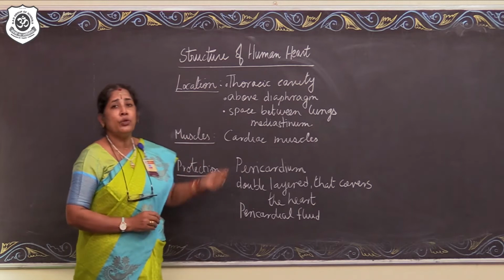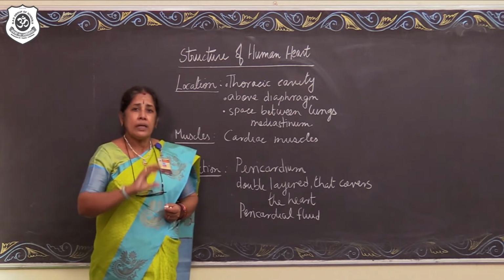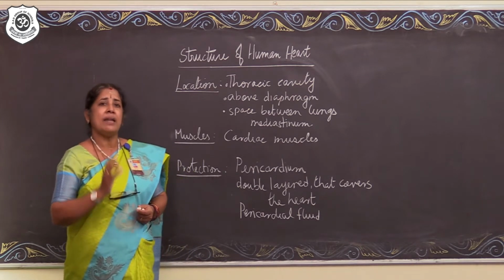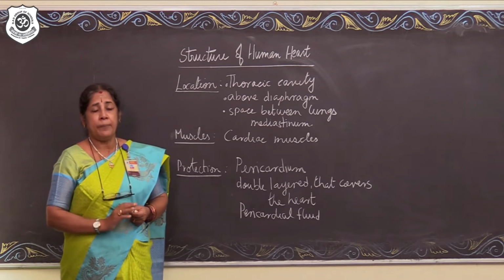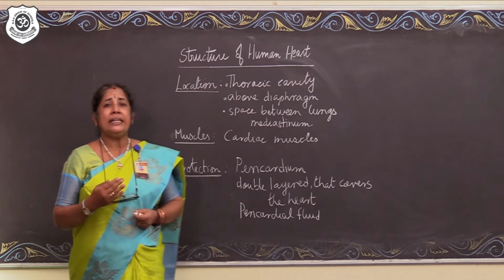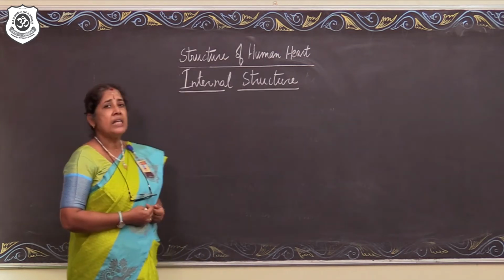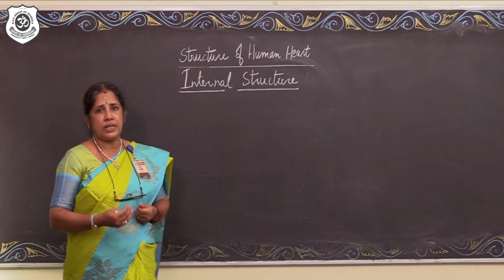So, these are the few important points that we need to remember when we take into consideration the external structure of the heart, namely its location, what it's made of, and how it is protected. We will now move on to see in detail about the internal structure of the heart. As we have already seen, the heart is a four-chambered structure.